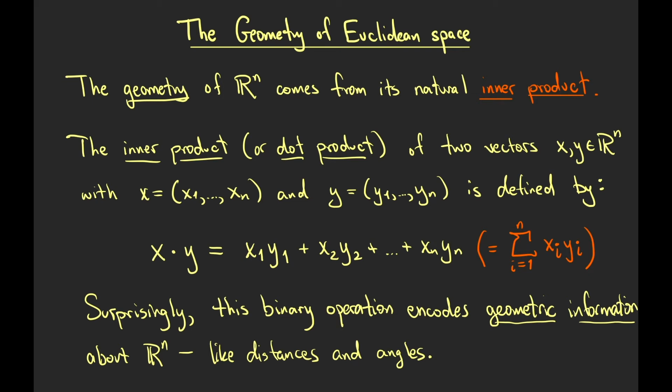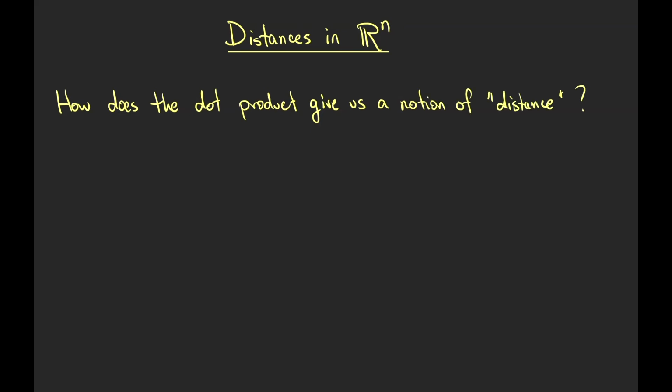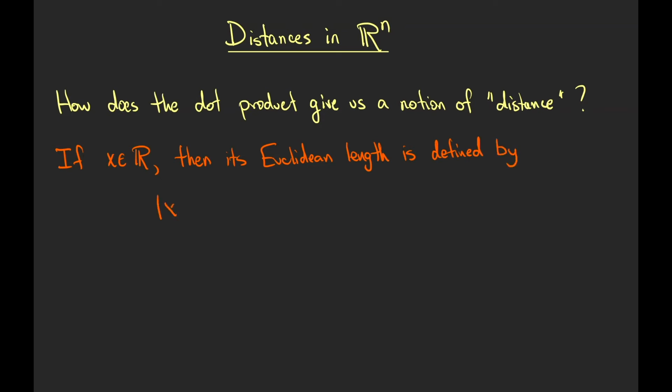Let's talk about how the dot product allows you to define distances in R^n. If you have a vector x in R^n with coordinates x1 through xn, then you can define the length of this vector by taking the dot product of x with itself and taking the square root. This is exactly the Euclidean distance. It's the square root of the sum of the squares of the coordinates of x. So the dot product gives you a notion of distance. I'm writing the length of x with only one bar. Sometimes it's written with two bars.